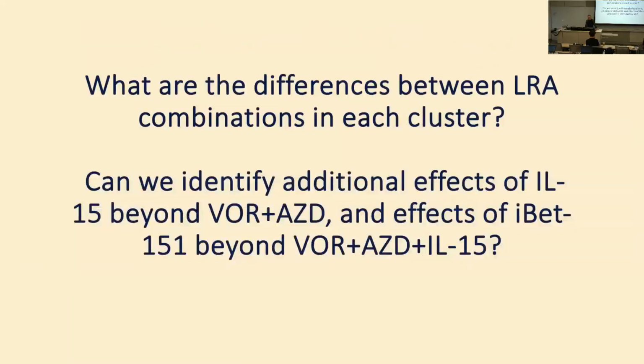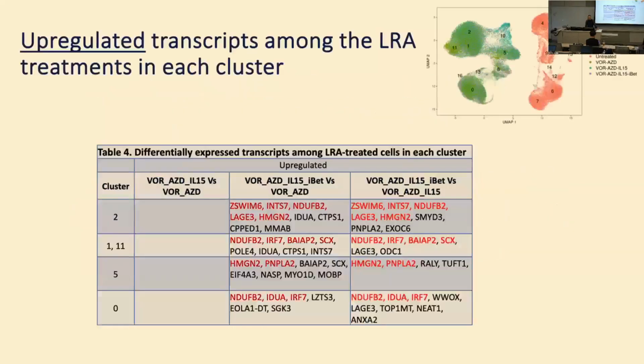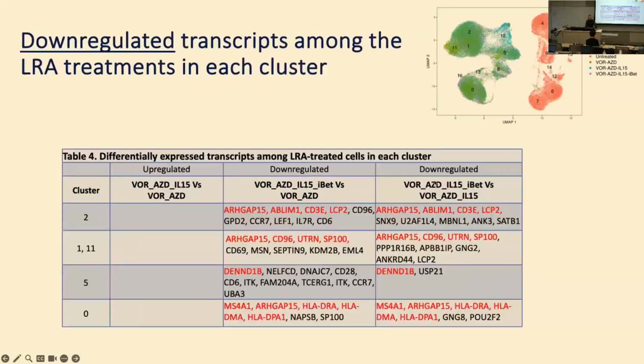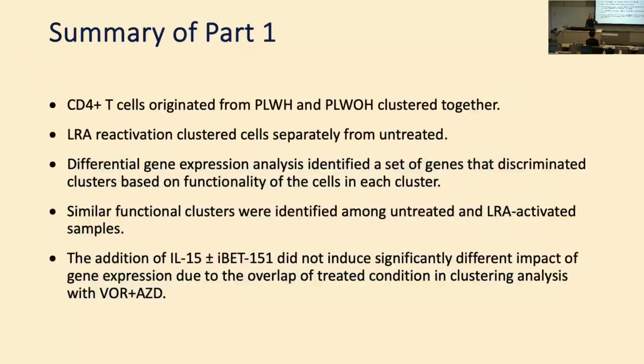So we said, okay, well, if there are differences in LRA combinations, can we identify additional effects? As you know, we have variants of ADT everywhere. We wanted to have additional effects on other drugs, and that's what we did. If we compare just variants of ADT with IL-15 compared to parental, there was no difference. As I said before, IL-15 didn't do anything in the gene transcript analysis. But we found some, in red, similar upregulation when we added IBAD or IL-15 and IBAD. That means that difference was probably driven by IBAD. But regardless, there are also downregulated transcripts. So we did find some effects of LRAs, but it didn't help us identify latently infected cells.